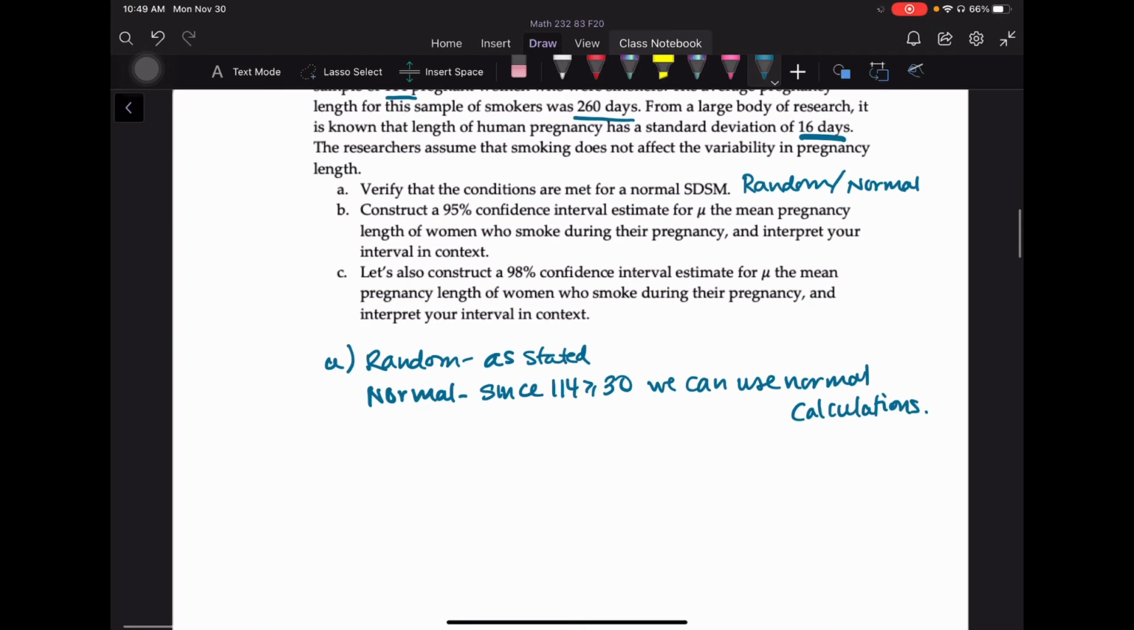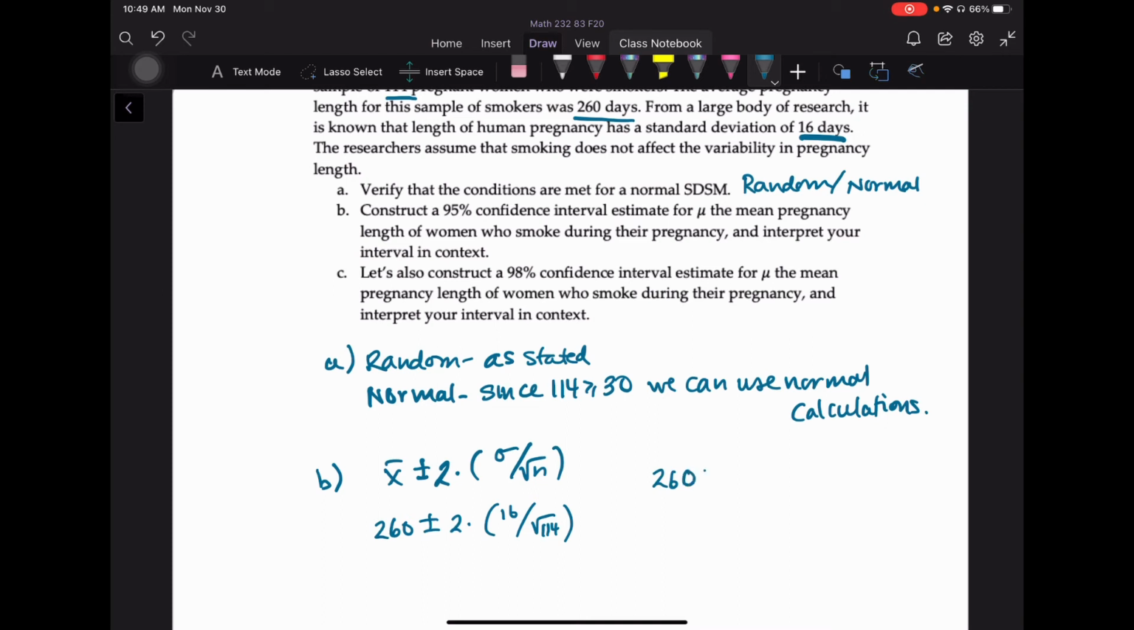Okay. Now we're going to construct a 95% confidence interval to estimate mu. Remember that our confidence interval is found by taking our statistic, which is x bar, plus or minus. Since it's 95%, we're going to use that 2. We could be using 1.96. And then we're going to use standard deviation since we know it. They say that the standard deviation is 16 days. Our x bar is 260, plus or minus 2 times 16 divided by the square root of the sample size, 114. This gives us 260 plus or minus 2 times 1.4985.